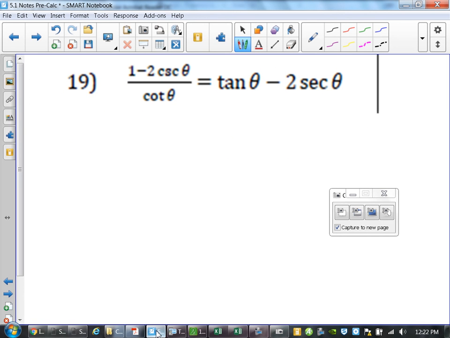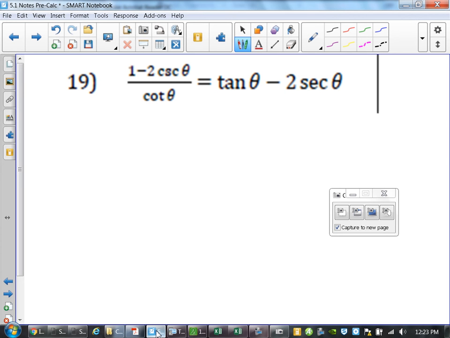1 minus 2 cosecant theta all over cotangent. I want this to equal tangent minus 2 secant. Now I have to think back about all the different reciprocal properties. One of the tricks you may or may not have remembered from last year is that when you only have one value in the denominator and 2 in the numerator, split it apart. Make multiple fractions.